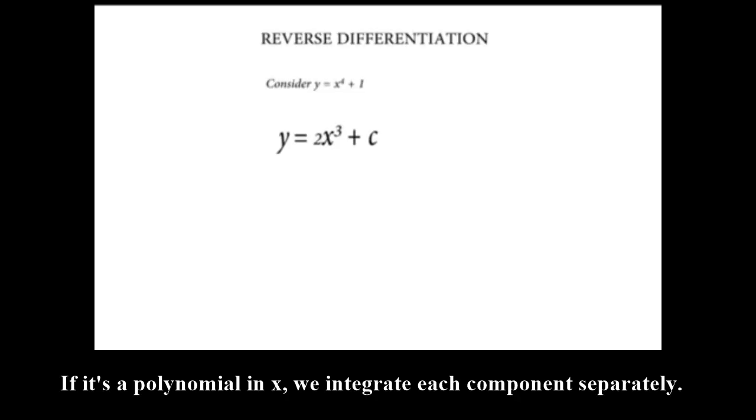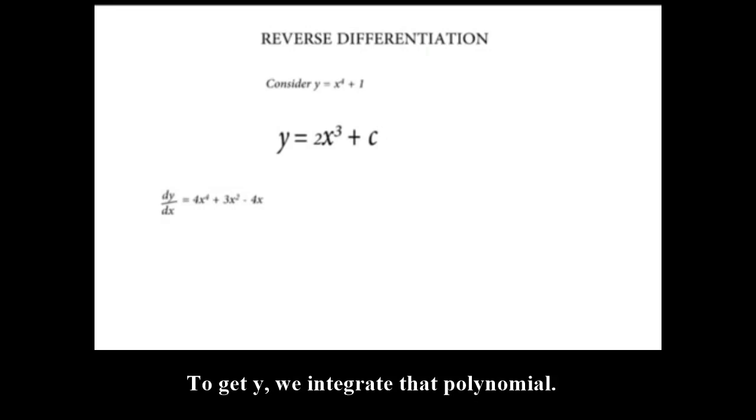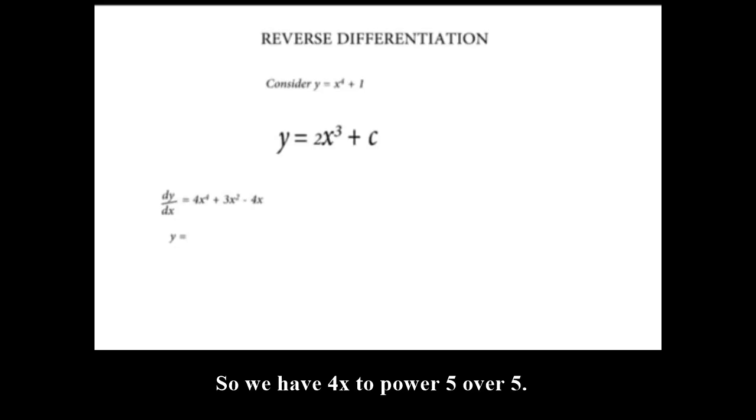If it's a polynomial in x, we integrate each component separately. For example, dy over dx is equal to 4x to power 4 plus 3x squared minus 4x. To get y, we integrate that polynomial. So y is equal to 4x to power 4. If we integrate, we add 1 to 4, we get 5, and then we divide the whole by the new power 5. So we have 4x to power 5 over 5.